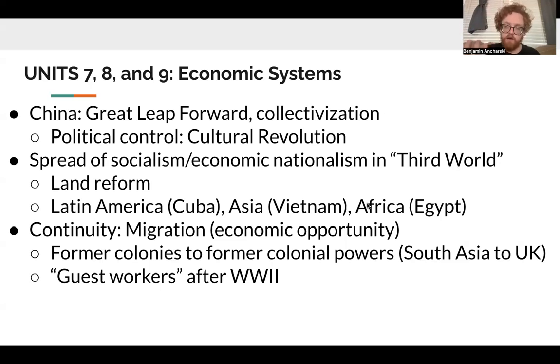We also see guest workers. These are people that are basically kind of hired as temporary workers to solve any work shortages. And that tends to happen after World War II. That's how Western Europe rebuilds after World War II.